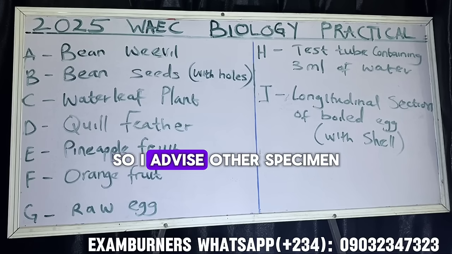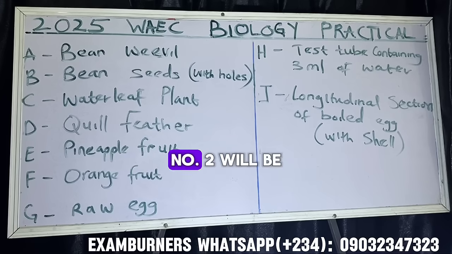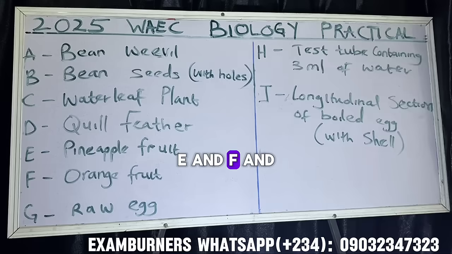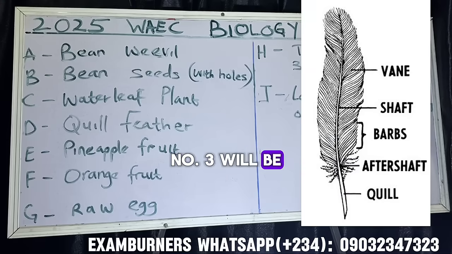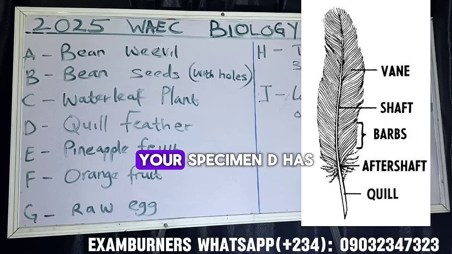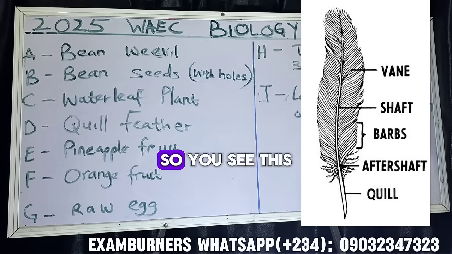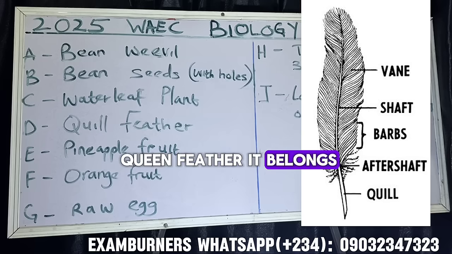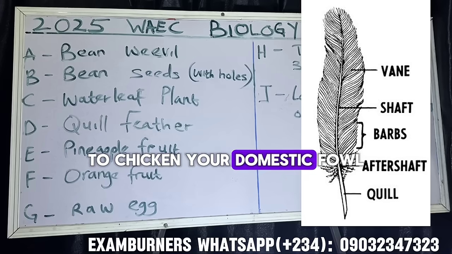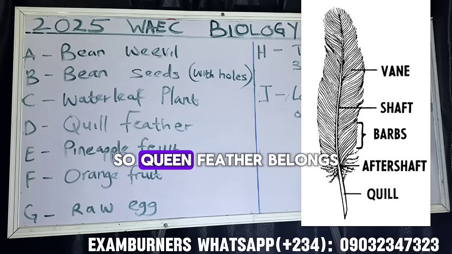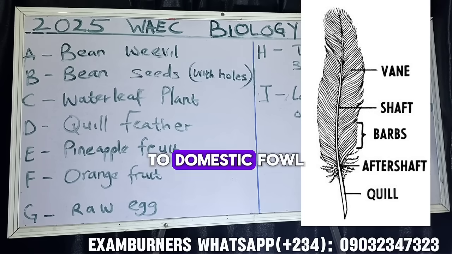So identify other specimens. Your question number 2 will be talking specifically about specimen D, E, and F. And your question number 3 will be talking about specimen G, H, and J. Your specimen D has to do with quill feather. So you see this quill feather, it belongs to the what? To chicken, your domestic fowl. Let's not call it chicken, let's call it what? Domestic fowl. So quill feather belongs to what? To domestic fowl. And domestic fowl belongs to the phylum of what?